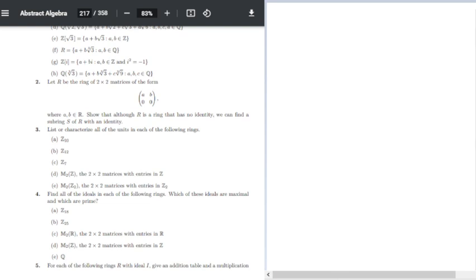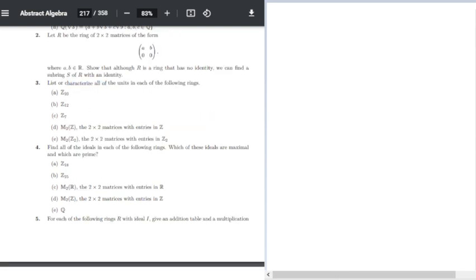Alright, list or characterize all the units in the following rings. So the units are going to be elements.